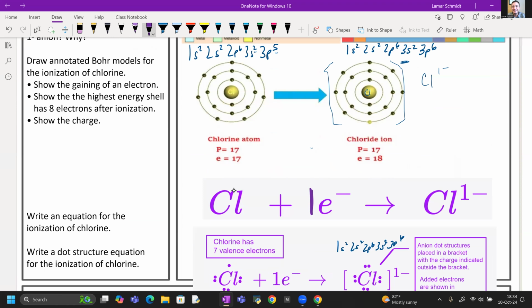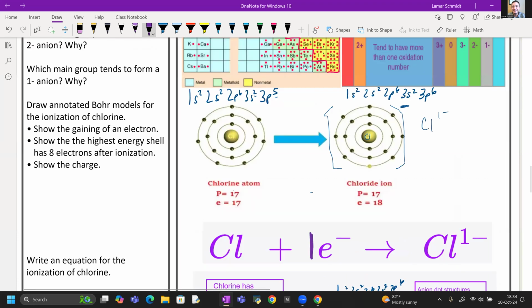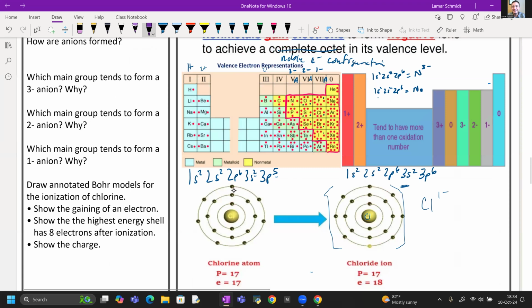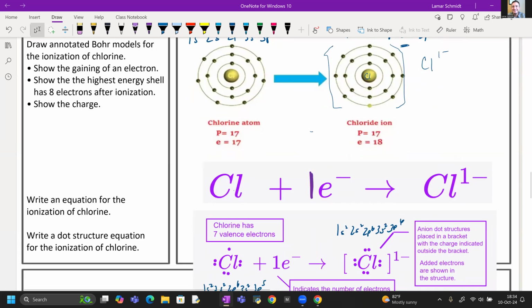And because chlorine is in group 7A, it has 7 valence electrons, it's only going to gain 1 electron, and then it's going to form the chloride ion with a 1 minus charge. And we can see that that's even consistent with what we wrote on our periodic table. And so we can see this is an equation for the ionization of chlorine. Chlorine plus 1 electron gives us Cl1 minus, and it will have a noble gas electron configuration.